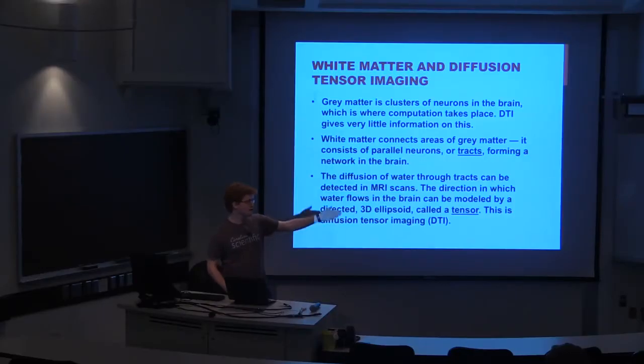...is through a number of what are called tensors. I've drawn an example of a tensor on this whiteboard. I don't know if it's the best drawn one in the world, but essentially a tensor is a 3D ellipsoid which can indicate a particular direction in which a white matter tract is pointing.